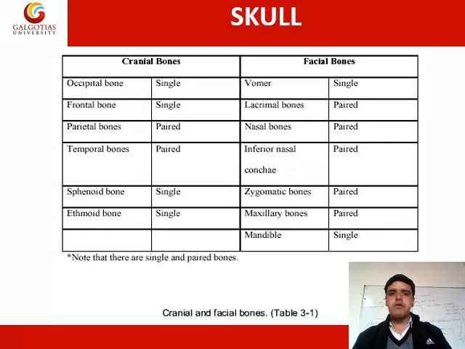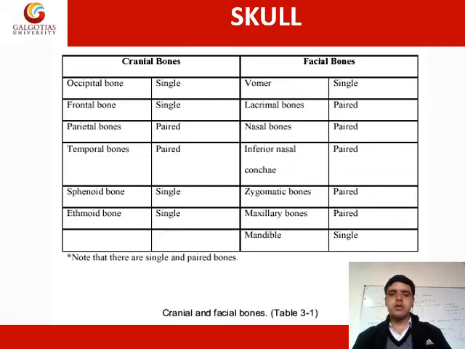Basically, the skull can be further subdivided into two regions. One is the cranial bones and next is the facial bones. The cranial bones are 8 in number. They include occipital bone, frontal bone, and parietal bones, which are a pair of bones. Two parietal bones form the cranial bone. Two temporal bones are there. The temporal bones are also paired, then sphenoid bone and ethmoid bone. So out of all the cranial bones, except the parietal and temporal bones, all are present in singular numbers.